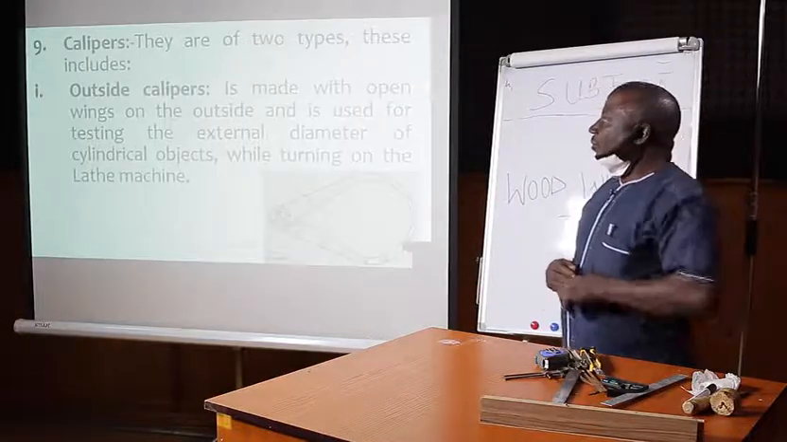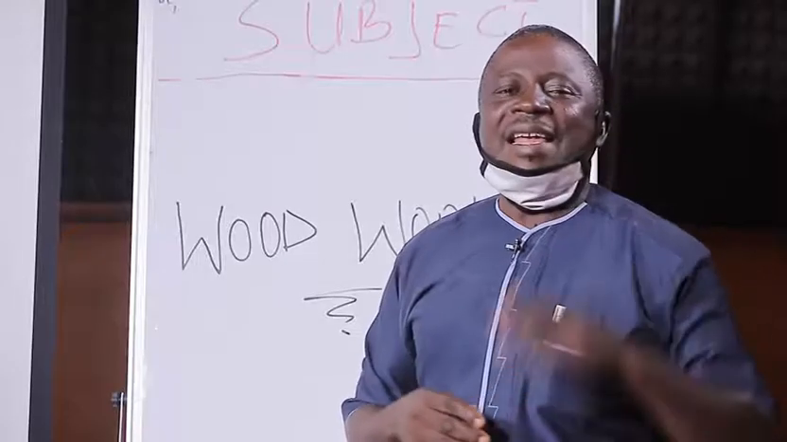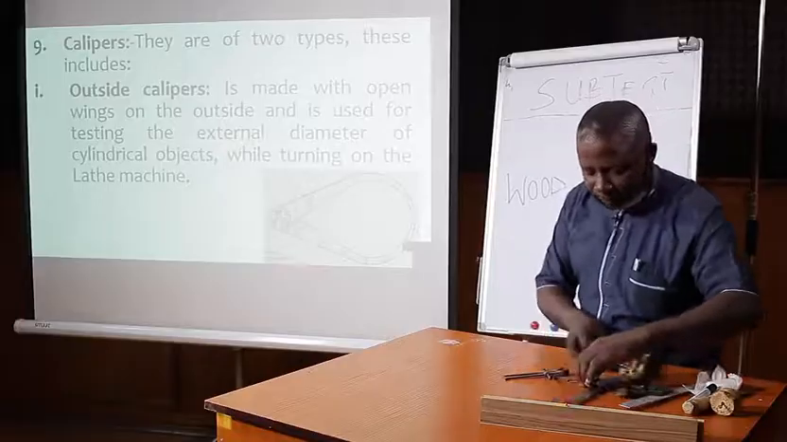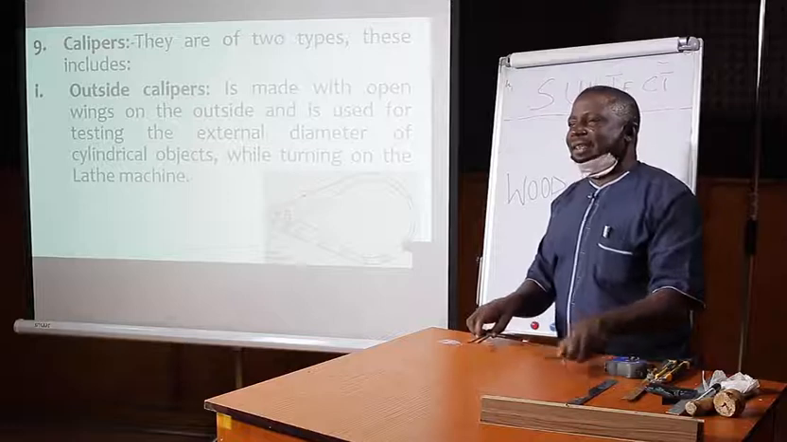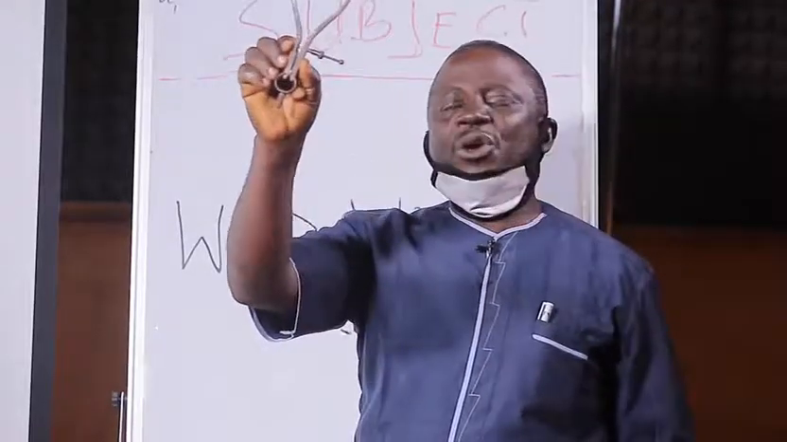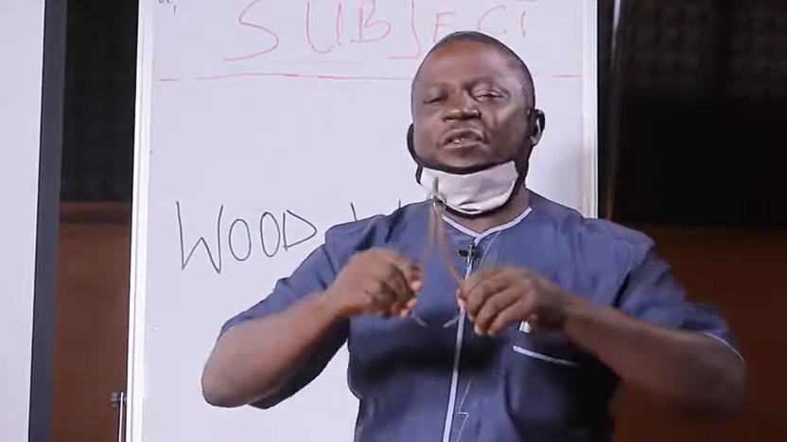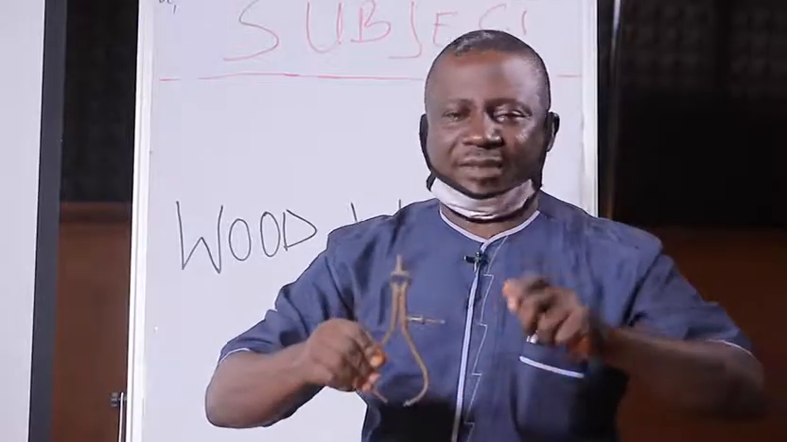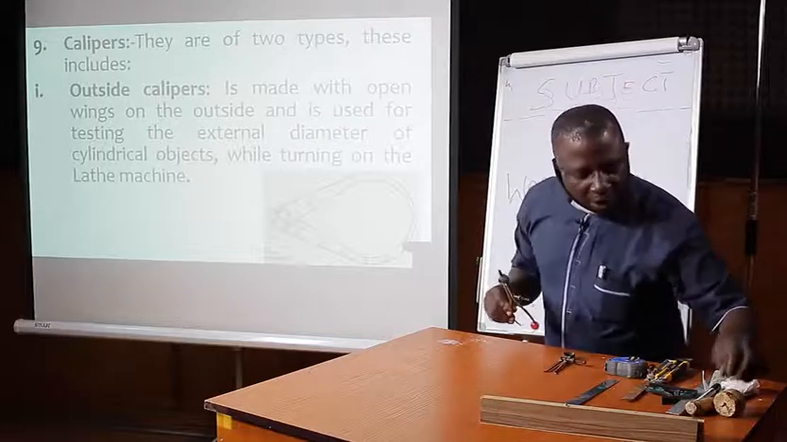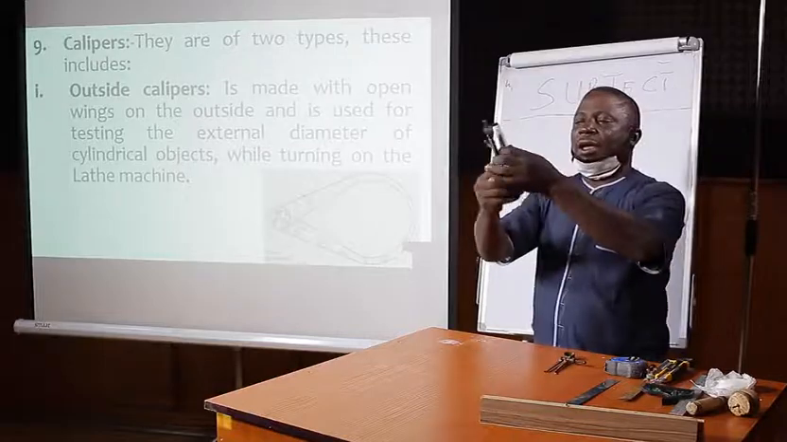The next, we have calipers. Calipers are classified into two. We have inside and outside calipers. With me here, I have the inside and outside caliper. Now, this one is the outside caliper. Why do we call it an outside caliper? It is used for taking diameters of cylindrical objects, the external diameter of cylindrical objects. For example, if I want to take the diameter of this one, let me use the smaller one. If I want to take the diameter of this one, it has a screw.